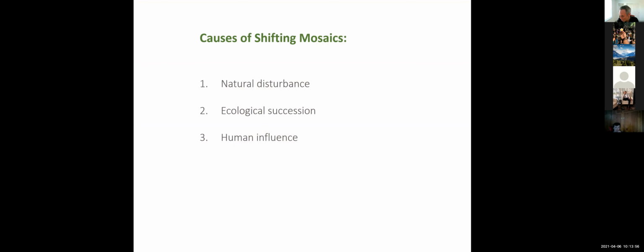So we've seen several examples now that demonstrate that landscape mosaics change over time, just like in that previous film. But what are some of the causes of shifting mosaics? So we've seen that one example with the spider monkeys, and there are three principal reasons. These are natural disturbance, ecological succession, and human influence.